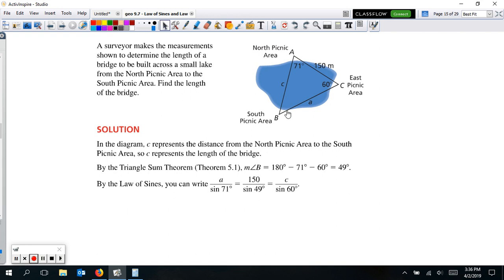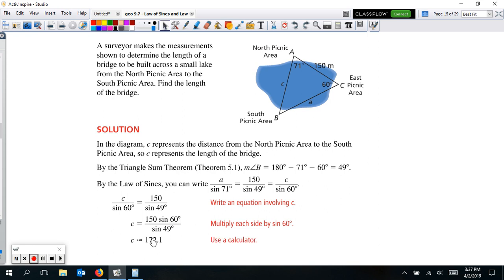They found that third angle really quick by 180 minus these other two, giving us 49. So there's that B angle right there. We're trying to find C, really, on this one, so I could just cross multiply. If I multiply this sine of 60 times 150, that would equal C. We're going to multiply the sine of 60 times 150, so now it's on the top. Sine of 49 is on the bottom. We would use our calculator to do this, and that would give us an answer of 172.1.